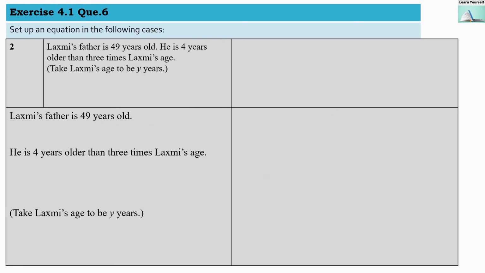Exercise 4.1, question number 6. Lakshmi's father is 49 years old. He is 4 years older than 3 times Lakshmi's age. Take Lakshmi's age to be y years. So here we have two pieces of information. First is this and second is this. So we have to take Lakshmi's age equals to y years.